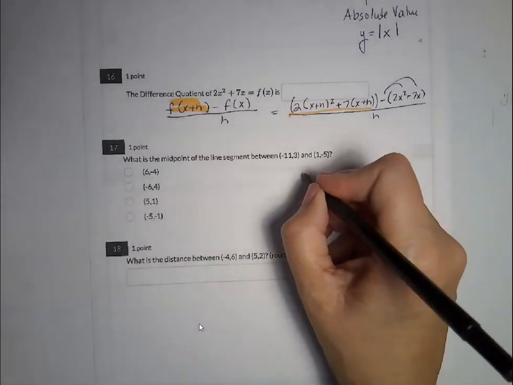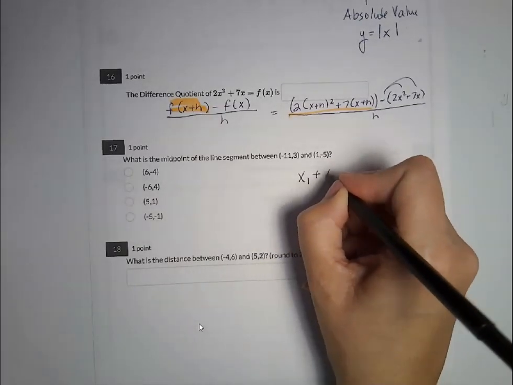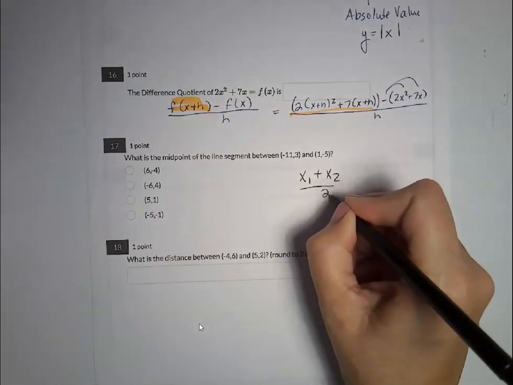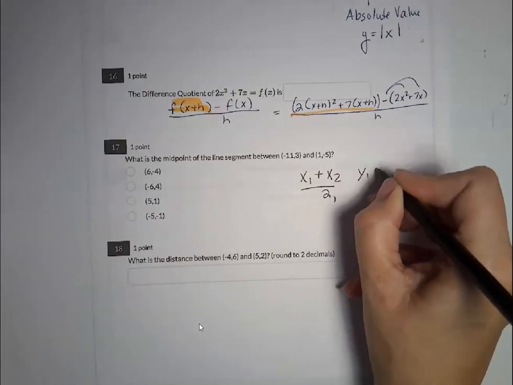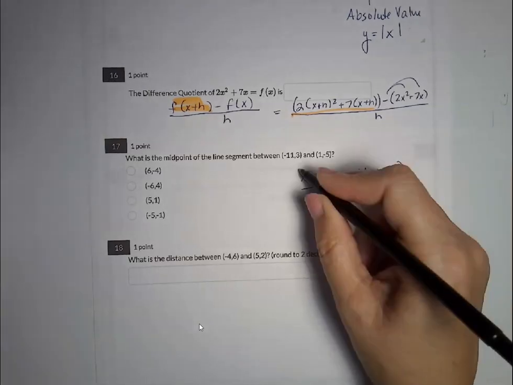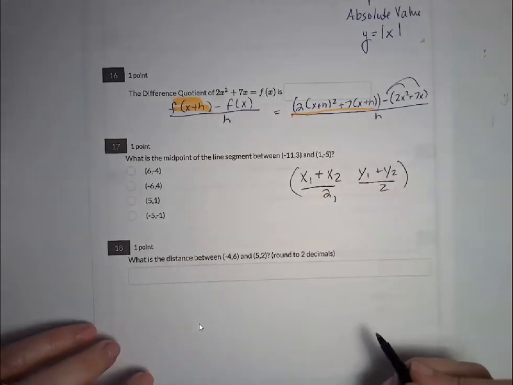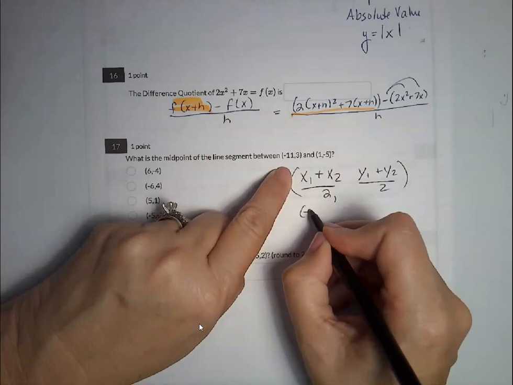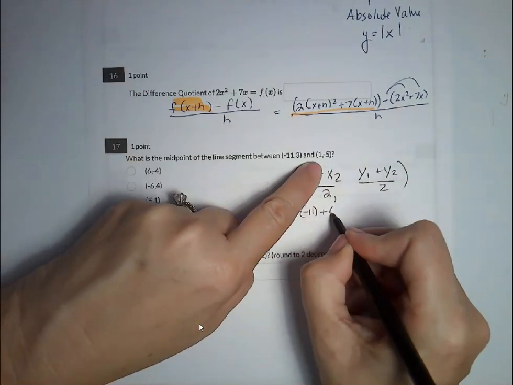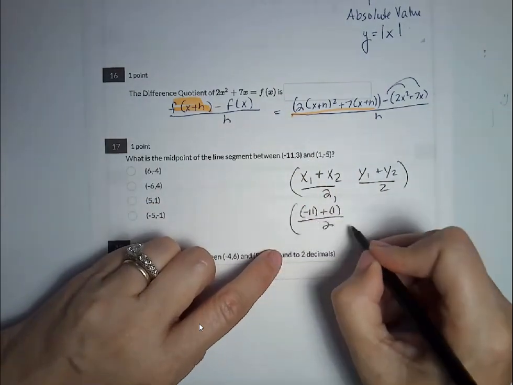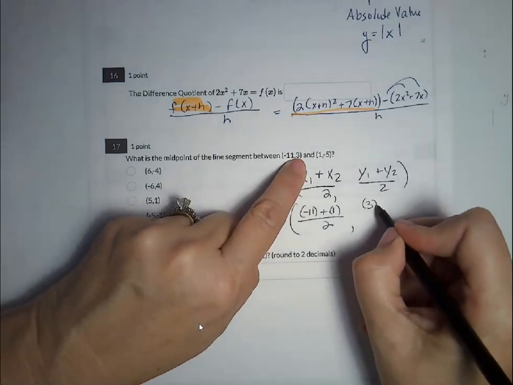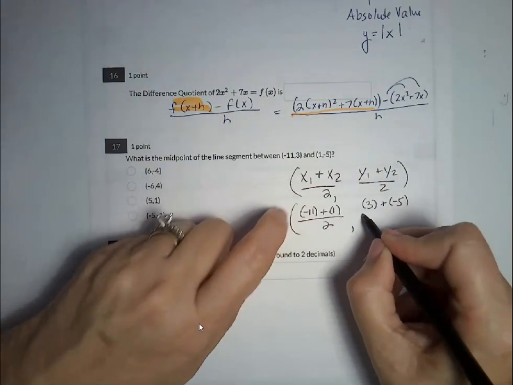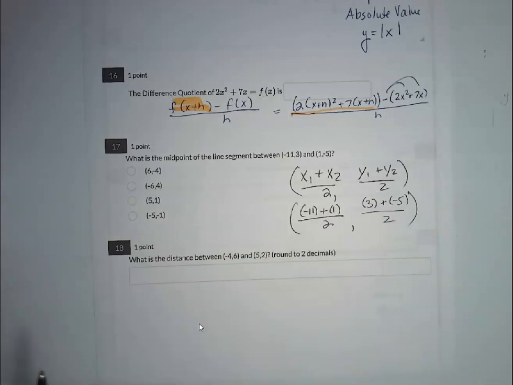So the midpoint formula we know is you add the x-coordinates and divide by 2. And you add the y-coordinates and divide by 2. It's just the average of the coordinates. So I'm going to say negative 11 plus 1 divided by 2. And then 3 plus negative 5 divided by 2.